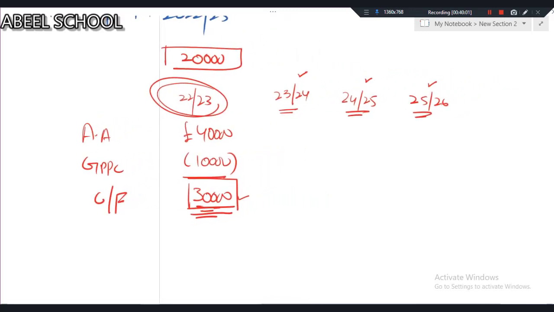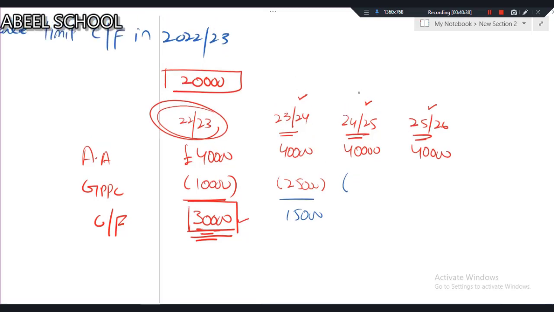Now, assuming we have annual allowance limit over here, obviously 40,000, same 40, 40. Just an assumption, assuming that in 23-24 the gross PPC was 25,000, which means the unused is 15,000. Over here, the examiner is saying in 24-25 the gross PPC is 50,000.